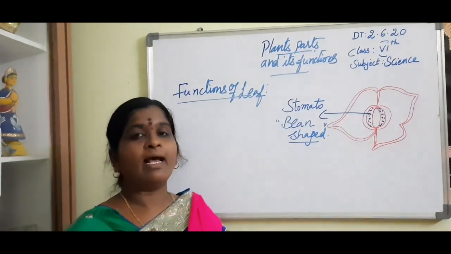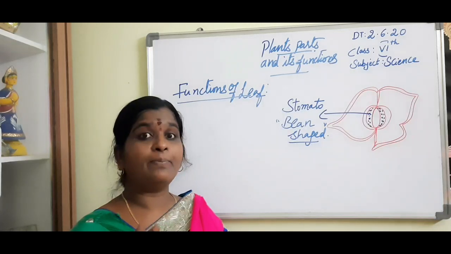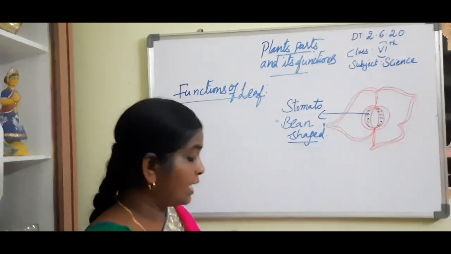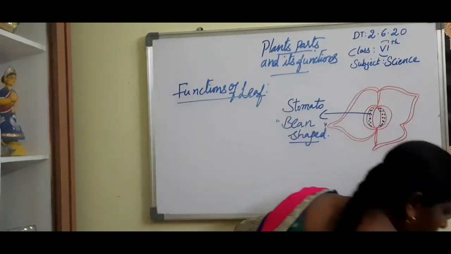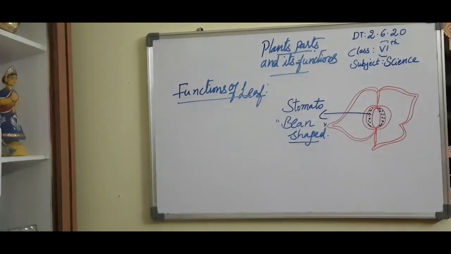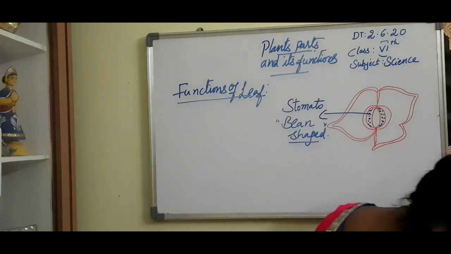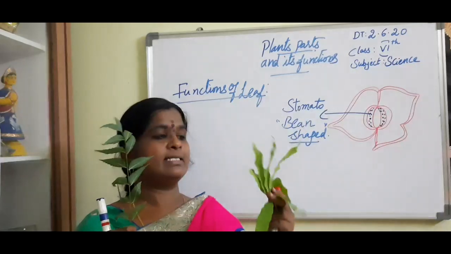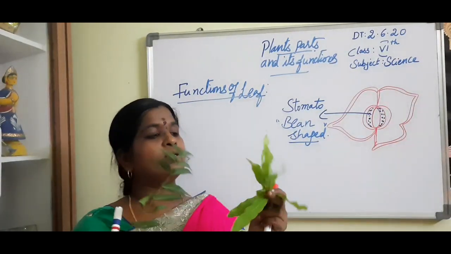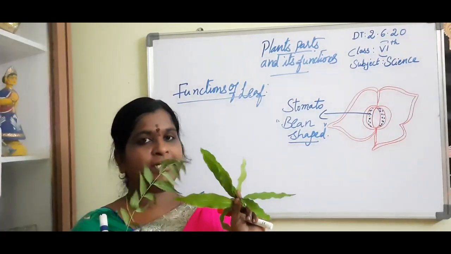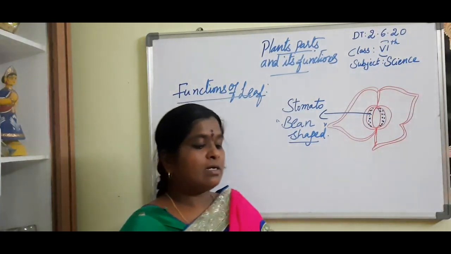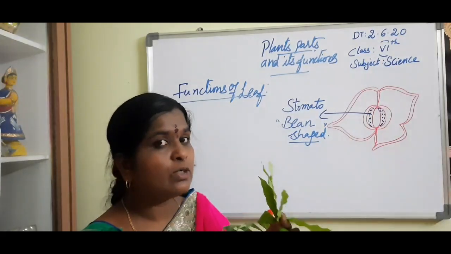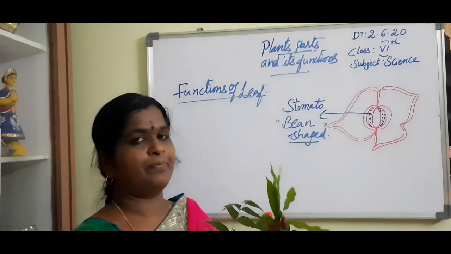Leaves play an important role. They play an important role in preparing the food materials. Okay, understood. Now here I am showing another leaf. Leaves are of different sizes. See, this is a neem leaf. This is the mango leaf. So the size and shape vary. Understood? So they play a vital role for the plant.